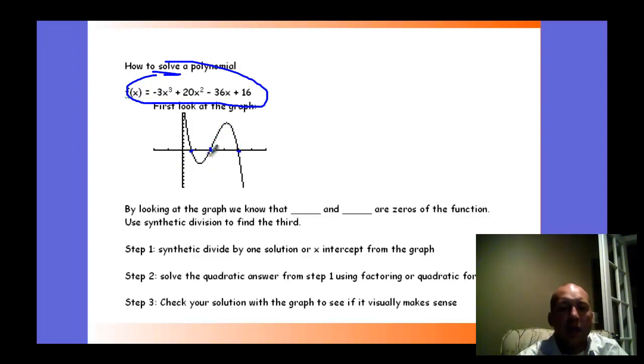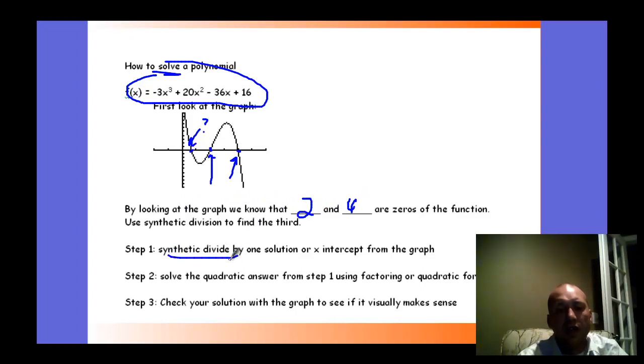Well, when we look at this graph, I can see that it crosses at 2 and 4. Those are two whole numbers. I'm not quite sure about this last one. This last one might be some decimal. I can make some estimates or some guesses, but we're not quite positive. But by looking at the graph, we know that 2 and 4 should be zeros.